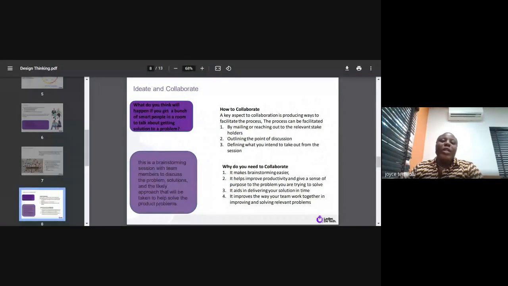So you need a sense of purpose to what you're solving. If you're saying, "Oh, I've empathized with my user, right? I've defined this particular problem. This is what it is," right? Having a brainstorming session, you can explain what that problem is. It gives a sense of purpose to what you're trying to solve, right? So having a collaborative session makes people understand, "Oh, this is what we're trying to solve. Okay, this is what I think we should do. This is how we should do it," right? It is delivery of the solution in time, right?